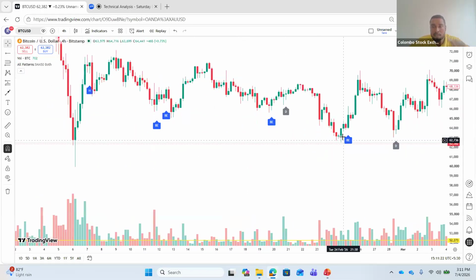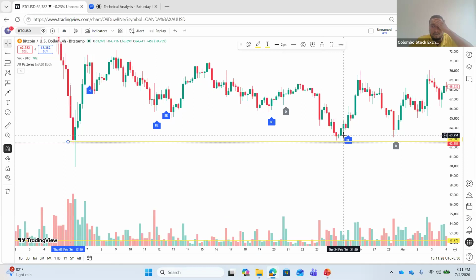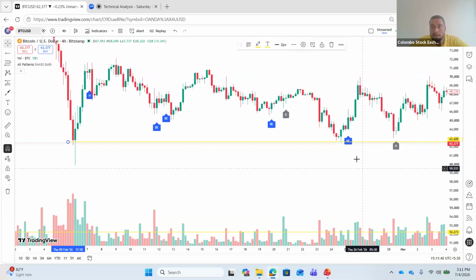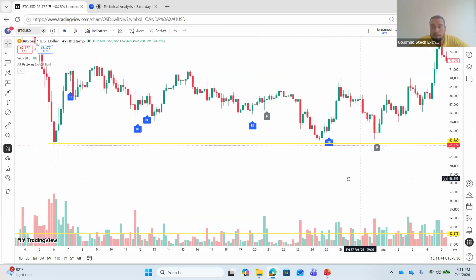Here you can rely on this bullish engulfing because it's closer to this support level. This is a support level. And you see the doji at this point, right? You see a doji, and then you see an engulfing here. Here is the bullish engulfing, right? So that's a confirmation of the uptrend, that the price could go up.